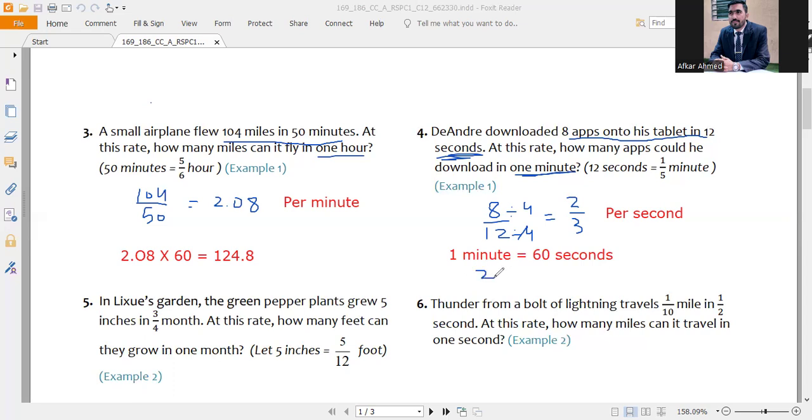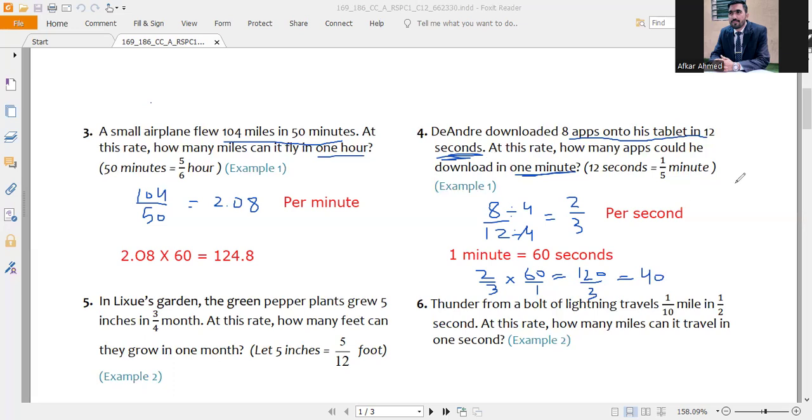Now whatever we find in 1 second, we will multiply it by 60. Now 2 over 3 is a fraction and 60 is a whole number. So how can we make the second one also a fraction? By writing 1 in the denominator. Multiply 60 by 2 to get 120, and 3 by 1 in the denominator is 3. If we divide, it gives us 40. So basically if he is downloading 8 apps in 12 seconds, he can download 40 apps in 1 minute.